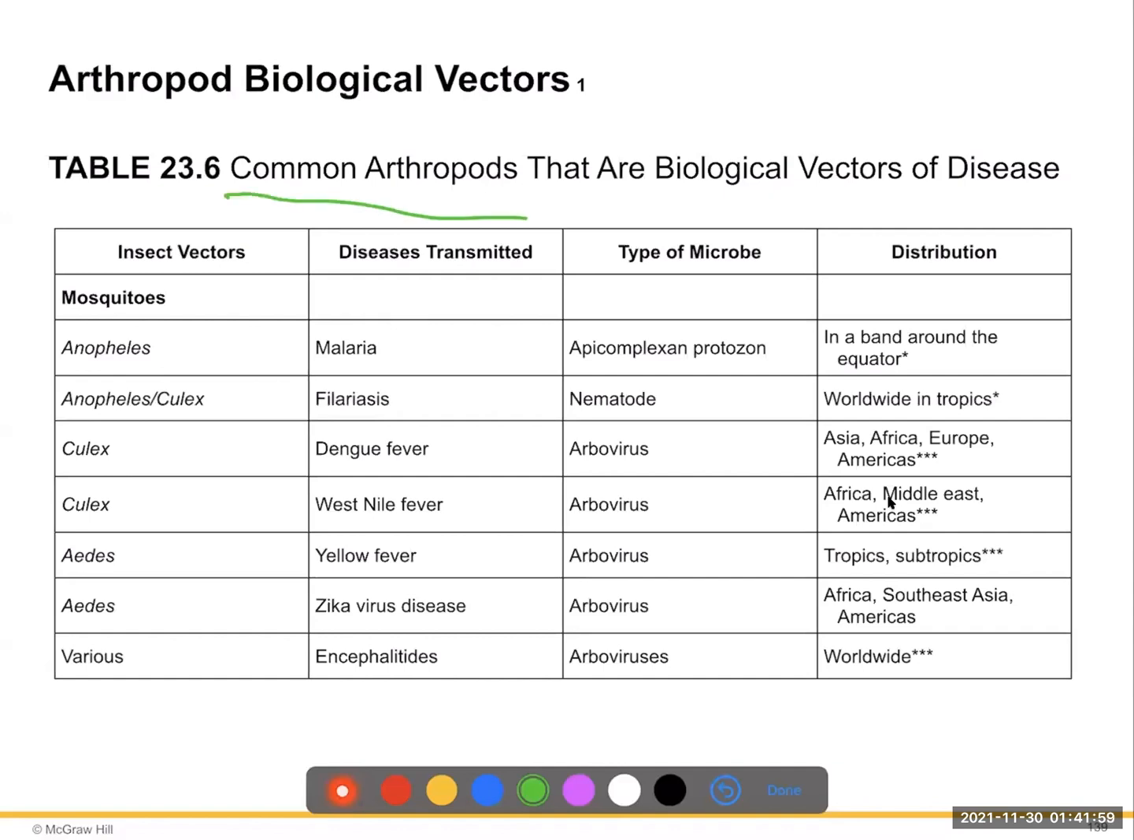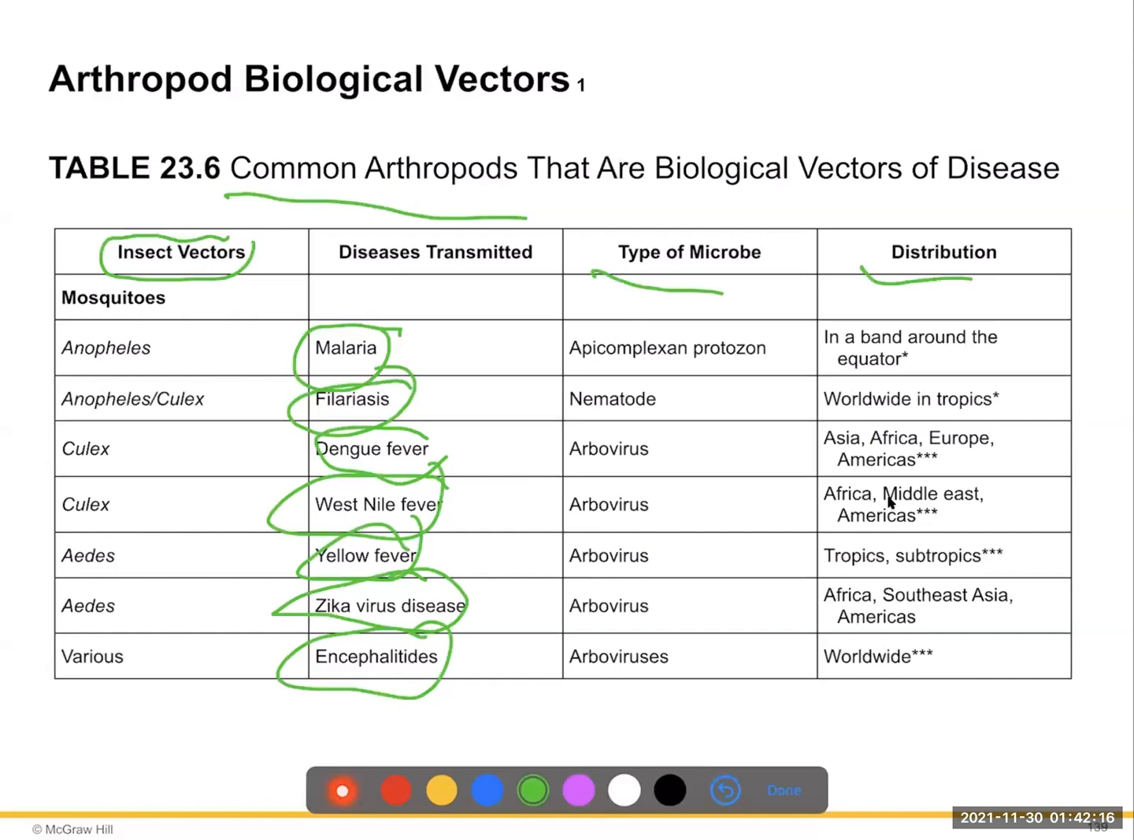These are your ectoparasites. Their medical importance is that they transmit infectious microbes in the process of feeding, as biological vectors. Common arthropods: you can see the different insect vectors here, and the different diseases. Malaria we talked about. Filariasis we talked about. Dengue fever, West Nile fever, yellow fever, Zika virus disease, and encephalitis. This is the type of microbe that causes them, and this is the distribution where they're found.